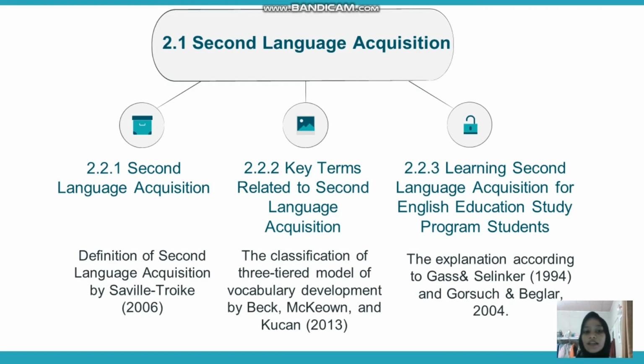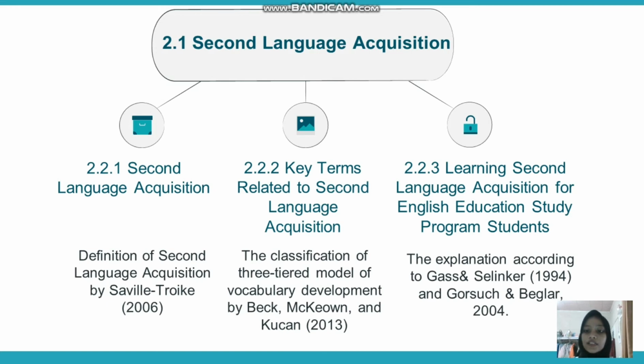So words like that are classified into the third tier in Beck, McKeown, and Kucan's theory about the three-tier model of vocabulary. It means that the words used in this book are low frequency and quite difficult since they are not frequently used in daily life. So this research is conducted to help the students learn SLA key terms easily.